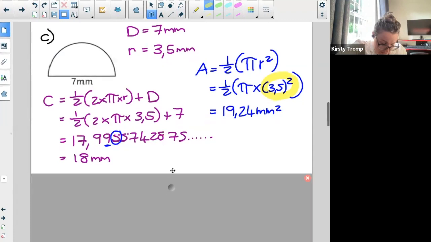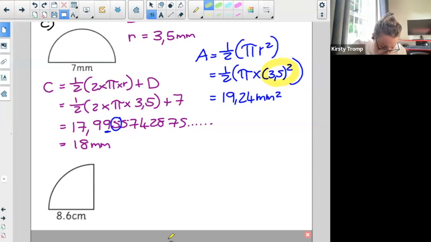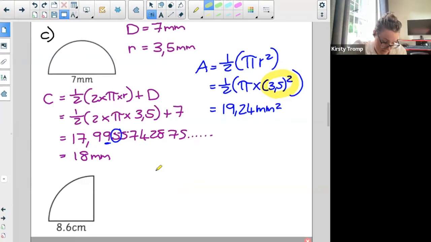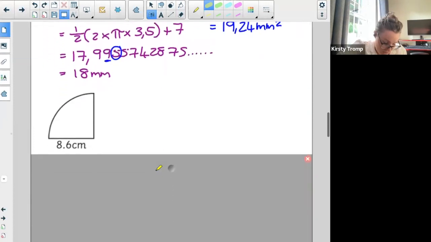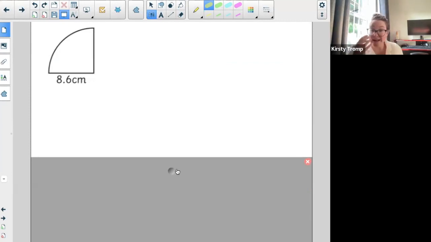Okay, grade 9s, let's move down to the next question. I'm going to leave that there so people can screenshot it. All right, let's look at the next one. Oh my goodness, the next one is a quarter of a circle. Okay. All right. So hopefully you've got a screenshot of that. I'm going to go give myself some space to work out on. Right. So let's do it together, everybody. Okay.